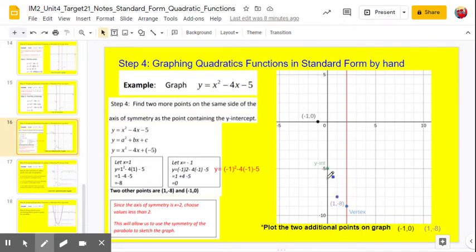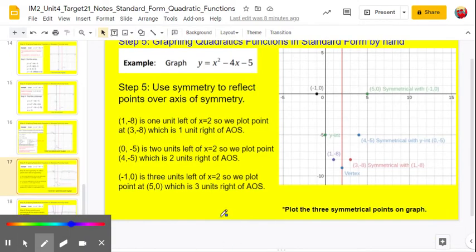Then I'm not going to do 0, because we already have (0, -5). So the next value for x as I go left would be -1. We substitute -1 into the function, solve for that, and we get 0. So then we plot the point (-1, 0) there. Now we have the vertex point, and we have three other points to the left of the axis of symmetry. Now we're going to use the symmetry to reflect those points over the axis of symmetry to get the other points that are on the parabola.